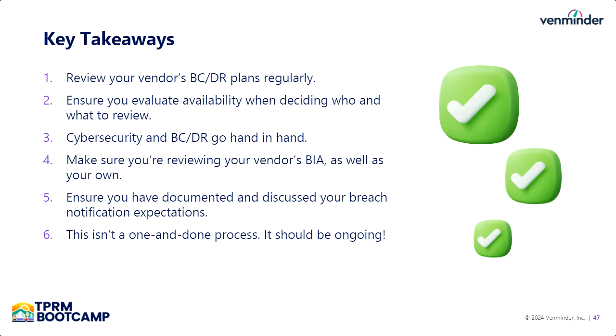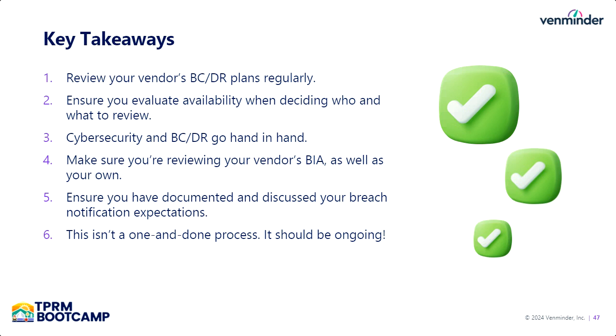Okay, so to wrap up this session, we want to talk about a couple of key takeaways. The first is that you want to make sure you're reviewing your vendors' business continuity and disaster recovery plans regularly. We want to make sure that as we're doing our annual due diligence, we're including BC and DR, especially for those critical vendors where availability is a primary concern. And that's number two: ensure you're evaluating availability when deciding who and what to review, right?